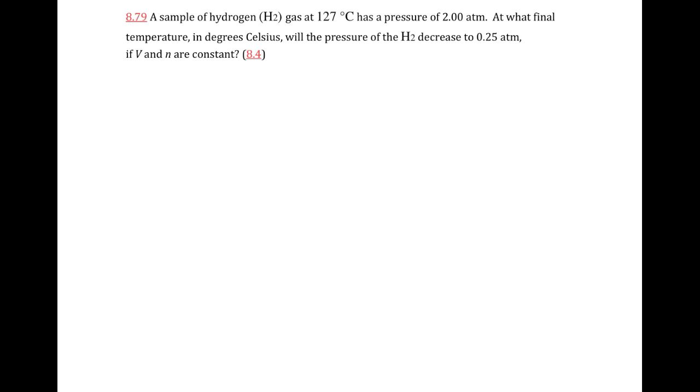So let's write down what we know. Our initial temperature, T1, is 127 degrees Celsius. If you've done any kind of practice in gas laws, you know that temperature in degrees Celsius has to be converted into Kelvin, so we add 273 to that, and we get the temperature in Kelvin, which just happens to be 400 Kelvin. We put a decimal because we want it to read as 3 sig figs. The initial pressure, P1, is 2.00 atmospheres.